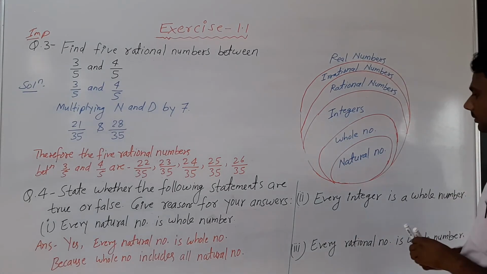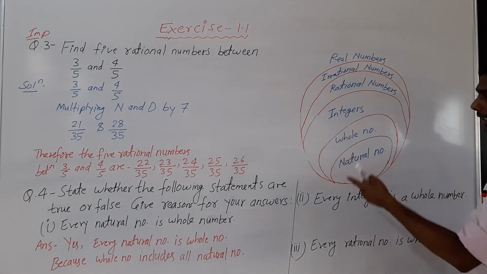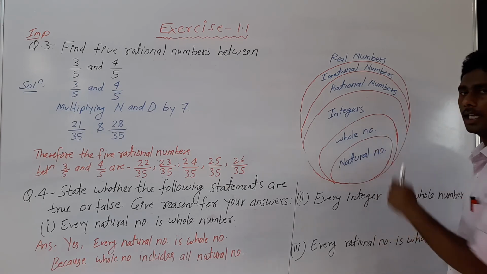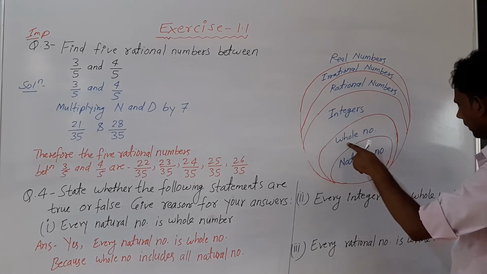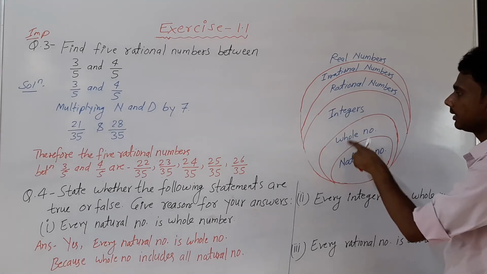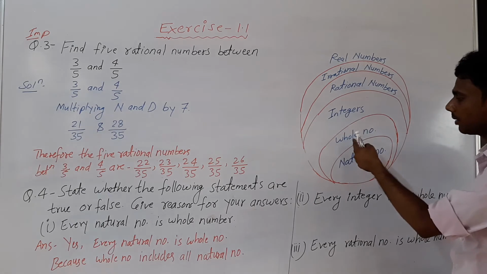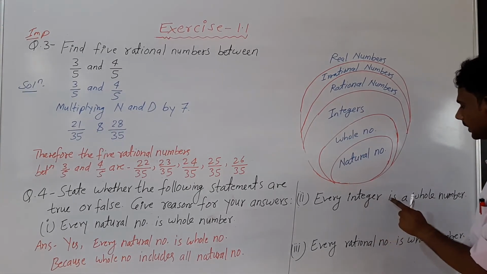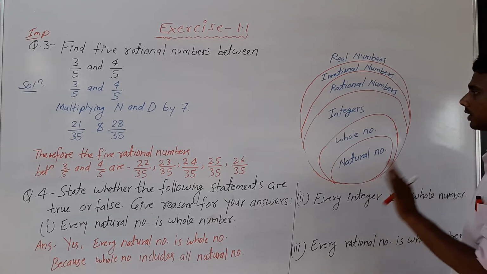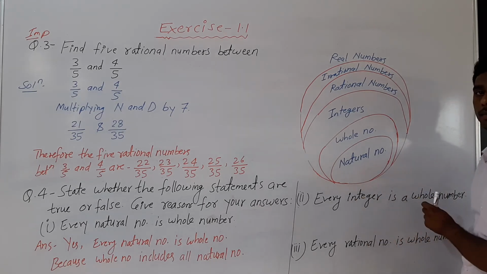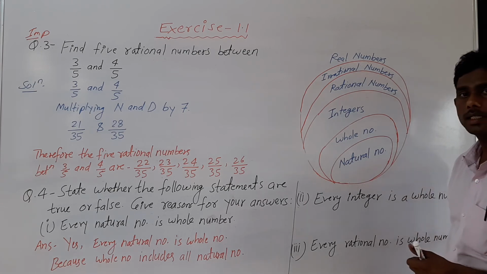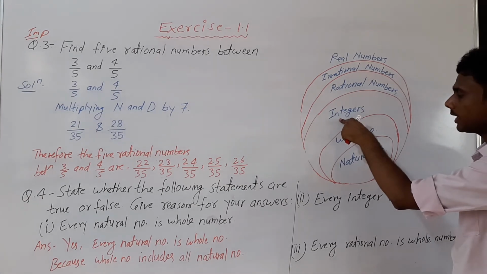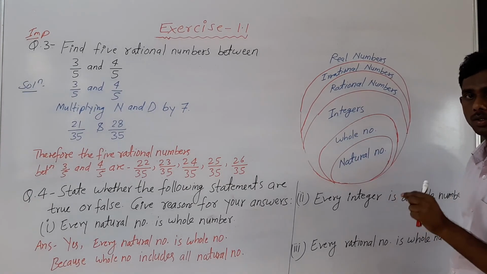Next question. Question number 4, second part. Every integer is a whole number. See the diagram, integers here and whole numbers here. Integers include all the whole numbers as well as natural numbers. So it is also true. No, sorry, it is false. Every integer is a whole number? No, because integers are a greater set than whole numbers. So it is false.